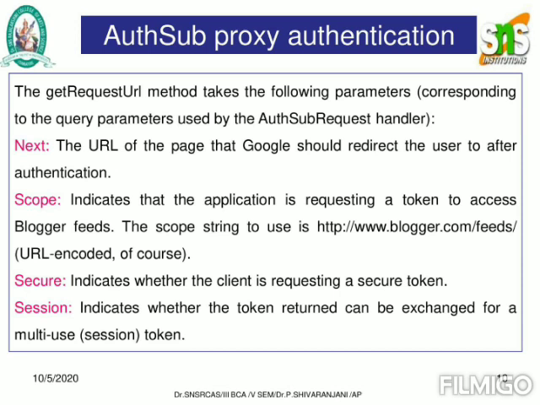Next is the URL of the page that Google should redirect the user to after authentication. Scope indicates the token the application requires to access the Blogger feed. The scope string will be in URL-encoded format, of course. Secure indicates whether the client requires a secure token or not. The session indicates whether the token returned can be exchanged for a multi-use token.